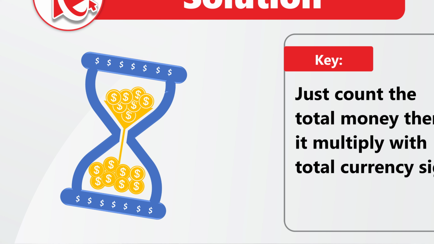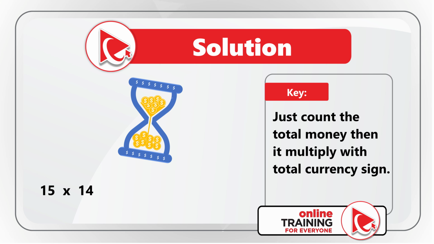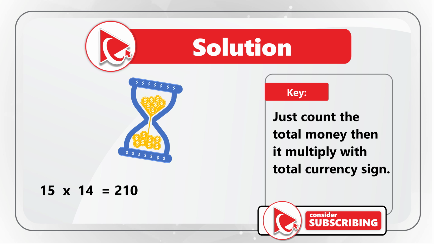And there are $7 signs at the top and $7 signs at the bottom. So the total calculation would be 15 coins multiplied by $14 signs, and the total would be 210. So the correct answer here is choice C, 210.